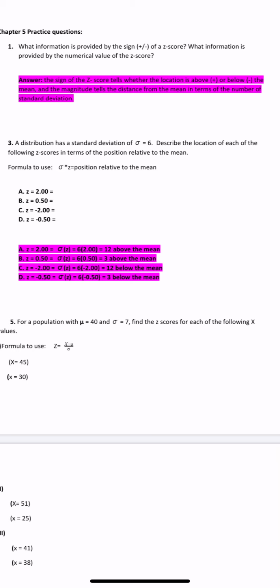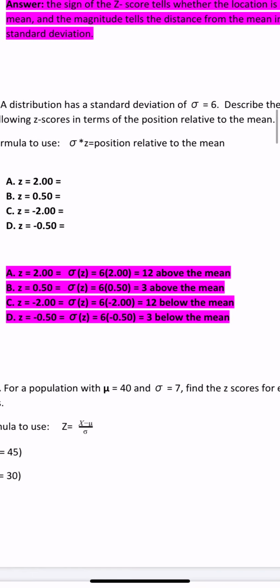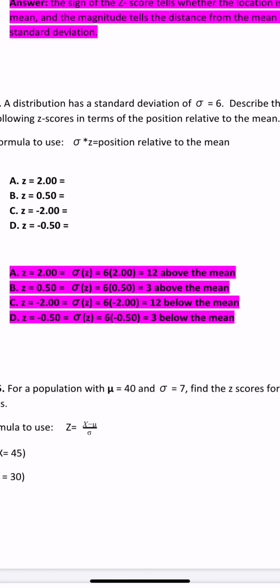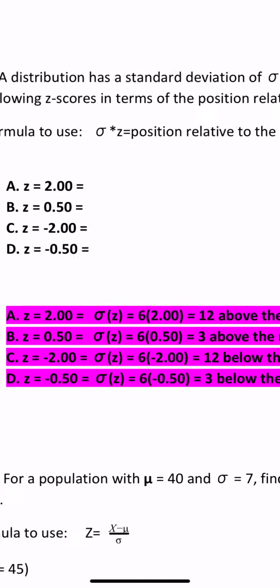A distribution has a standard deviation of 6. Describe the location of each of the following z-scores in terms of position relative to the mean. All right, so the formula to solve this question is standard deviation times z equals position relative to the mean. So all you do here is plug in 6 and multiply it by each z-score given here.